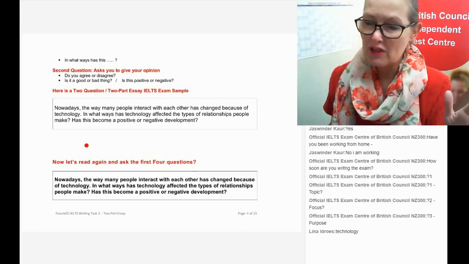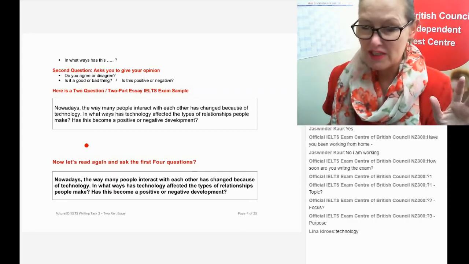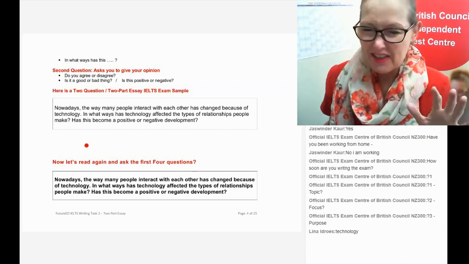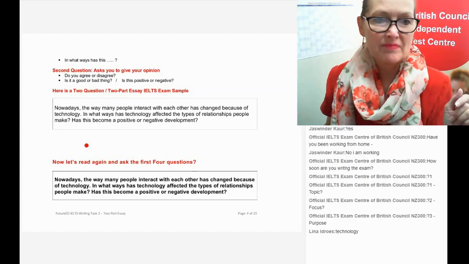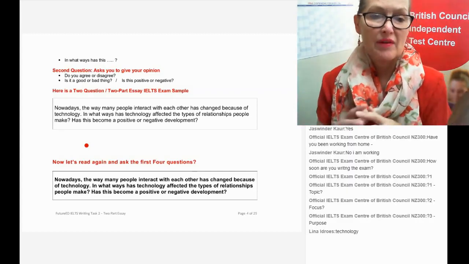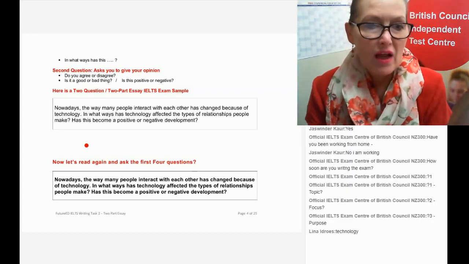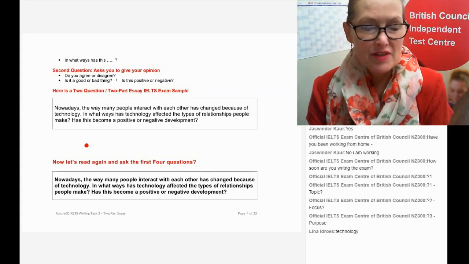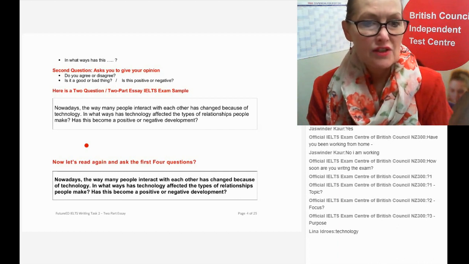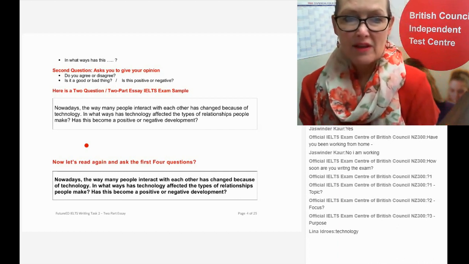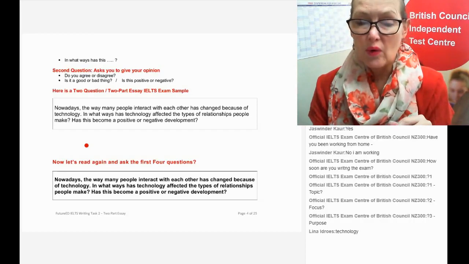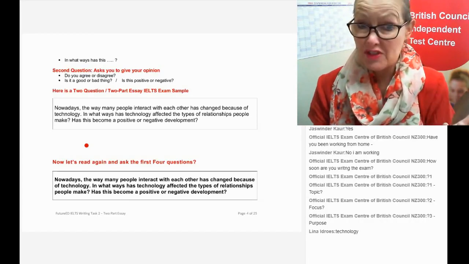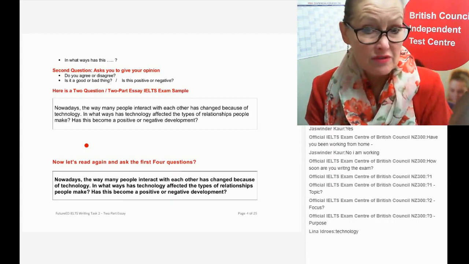I think that a two-part essay is quite simple, really. I think it's a nice, simple form. The second question asks you to give your opinion. So it might ask you something like, do you agree or disagree? Is it a good thing or a bad thing? Or another way of saying that is, is it positive or negative?